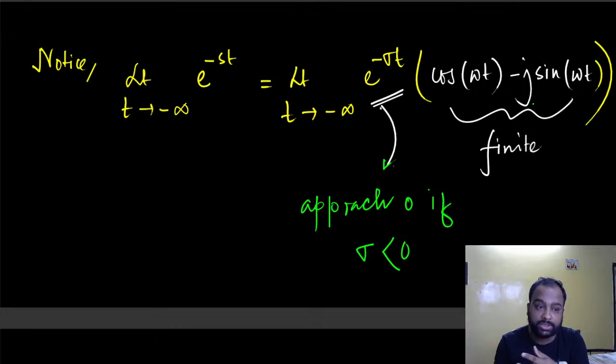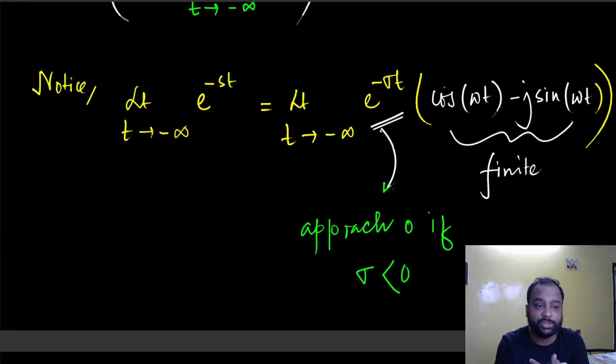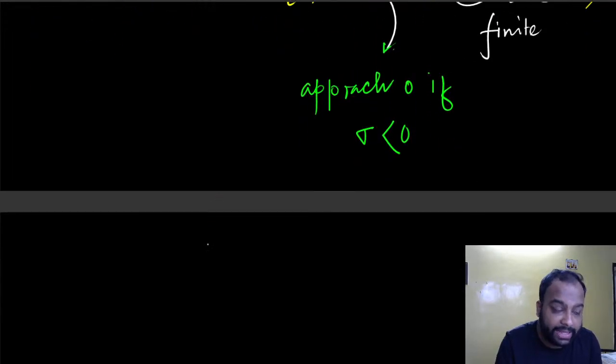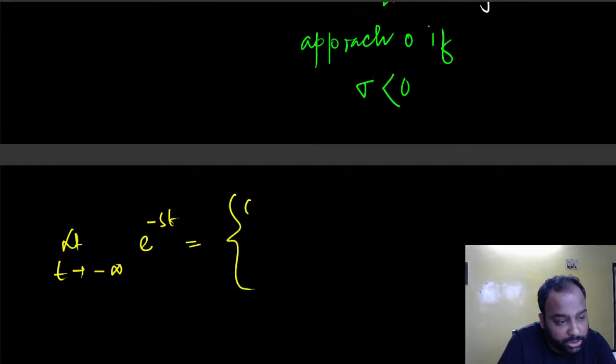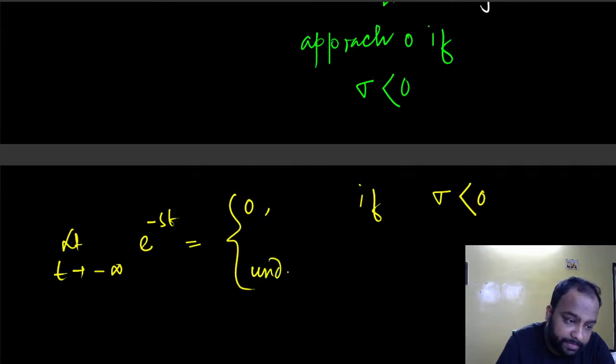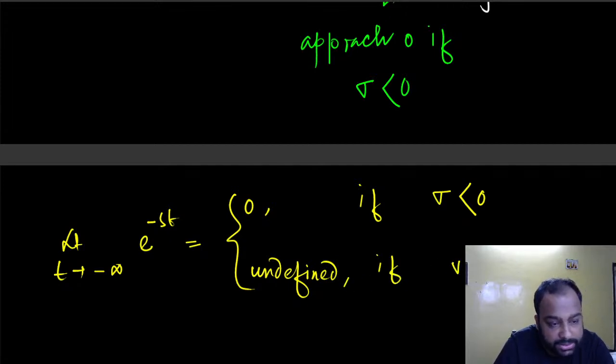Also, if sigma is greater than 0, then this is going to be plus infinity, and plus infinity multiplied by a complex number won't be a finite quantity, right? So I can say that for e to the power minus st, the limit as t tends to negative infinity can approach 0 if sigma is less than 0, and this will be undefined if sigma is greater than 0, right?